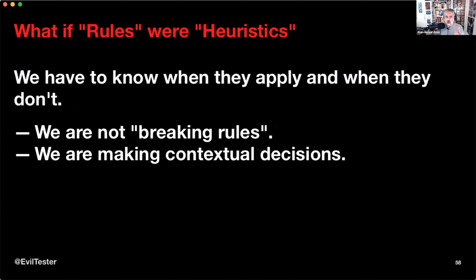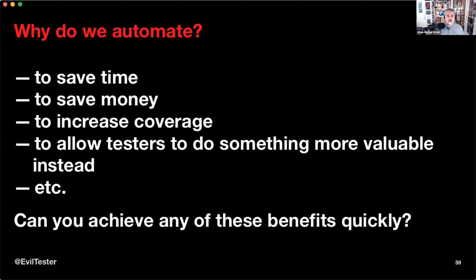So when you get told rules, treat them as heuristics, treat them as guidelines. Because we have to know when these things apply and when they don't, because we are responsible. We take responsibility for this. We decide what we're doing. We're not breaking rules. What we're doing is making contextual decisions about the appropriate ways to automate for our needs, given what we can imagine, given the skill sets that we have, given the tooling and time that is available. It's not the rules that guide us, it's our skill sets, our knowledge, our ideas, and the time that we have.